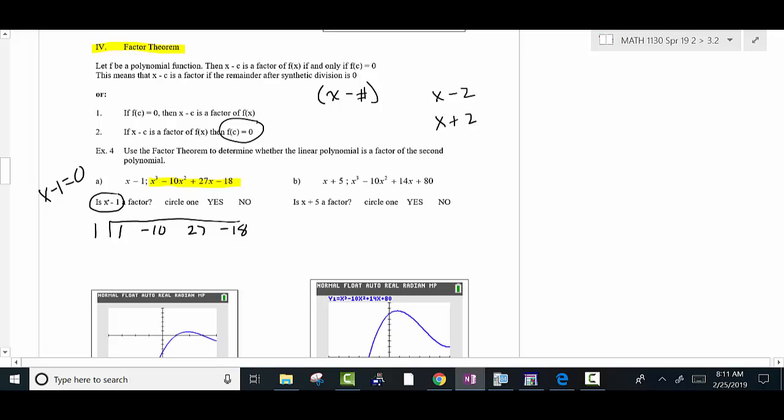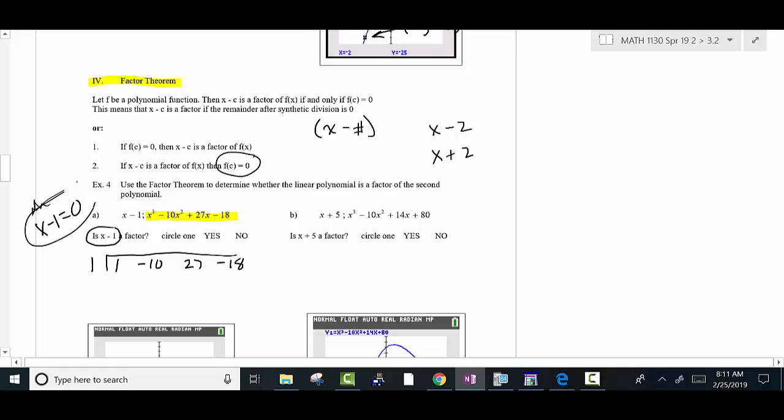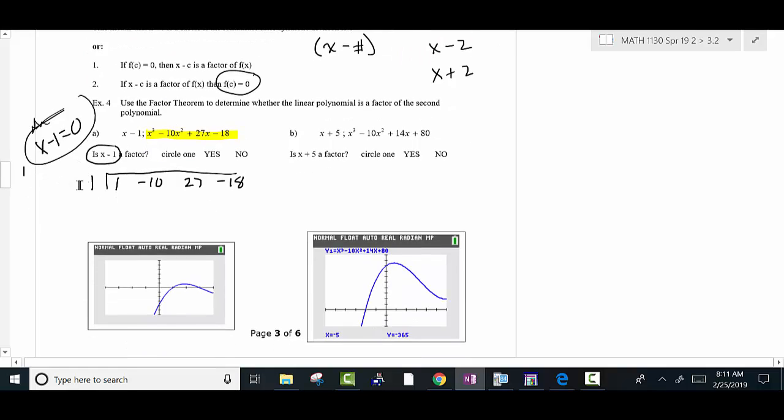If that was x plus 1, then it would be negative 1. So be sure that you use the right number there. Okay, just think of taking that factor and setting it equal to 0, and that'll tell you what to use there. Okay, all right, so now what we do is we just do our synthetic division. So you want to go ahead and do that. You can do that pretty quickly. You just want to see if the remainder is 0 or not.